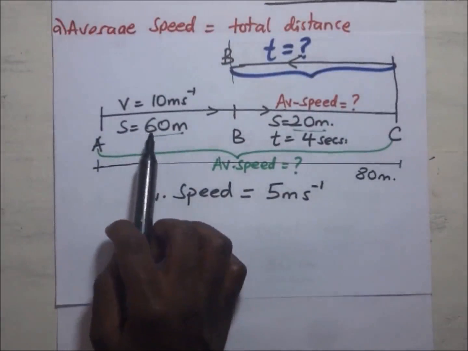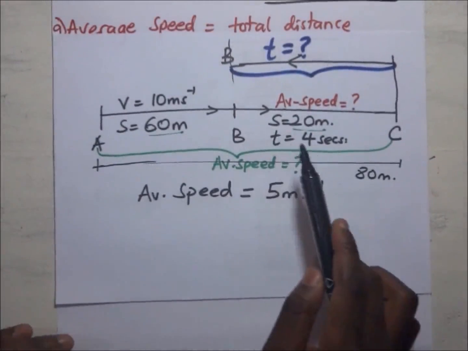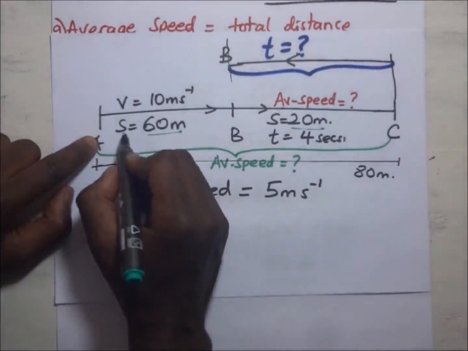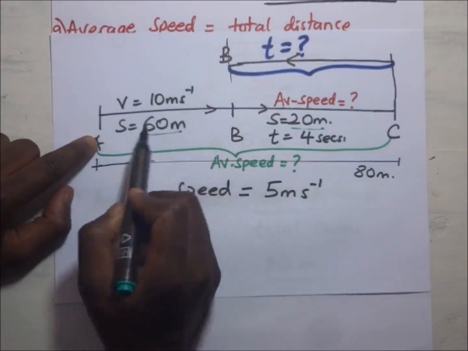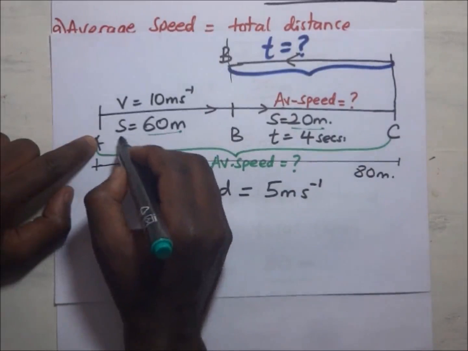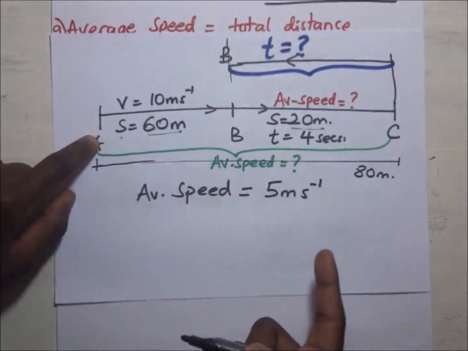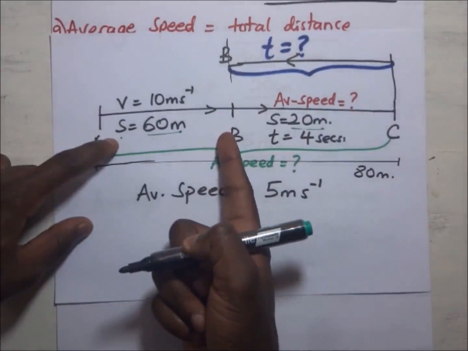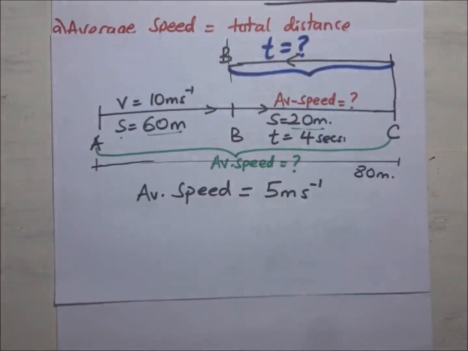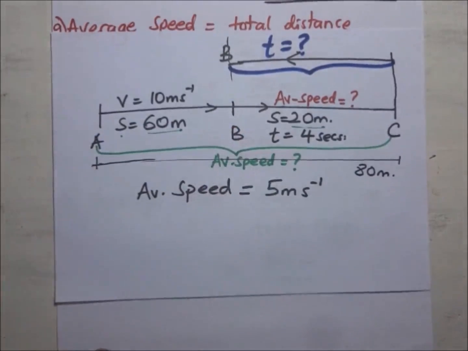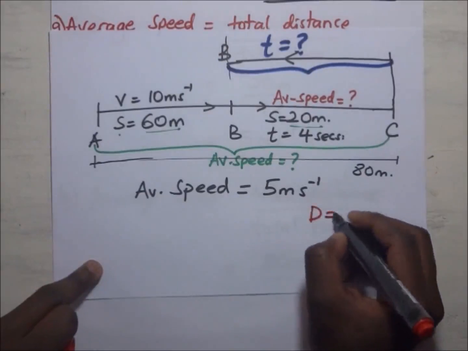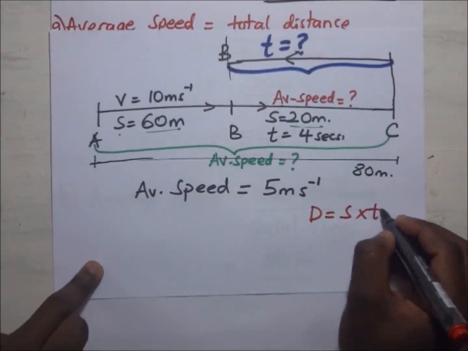Now the total time moved, we do not have the time. We have the time between B and C, but from A to B we do not have the time covered. We only have the average speed and the distance. So for us to get the total time of this whole distance, we need to first find the time from A to B. So we are going to do some side work to get the total time here. To get the total time covered between A and B, we know still that distance is going to be equal to speed times time.